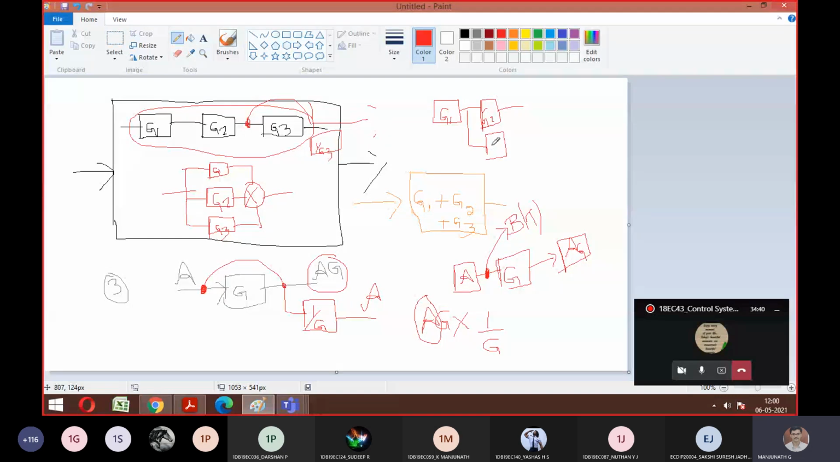you can do these two operations. If there is a summing point here, you can do what combination of these two? When you find two blocks in parallel, G2 and G3, you can reduce it to G2 plus G3. So what is the answer for this equivalent?